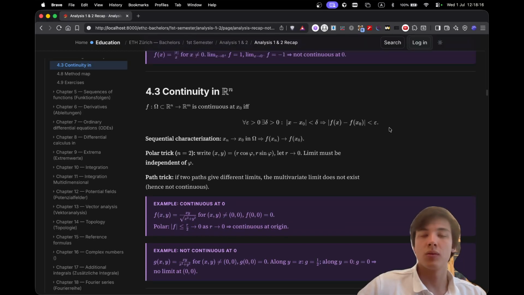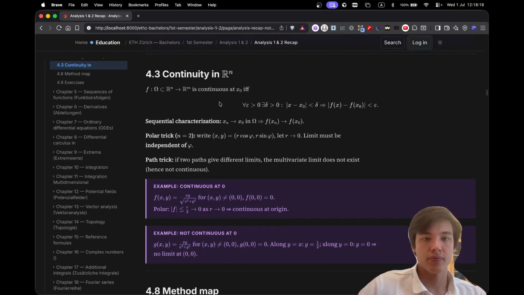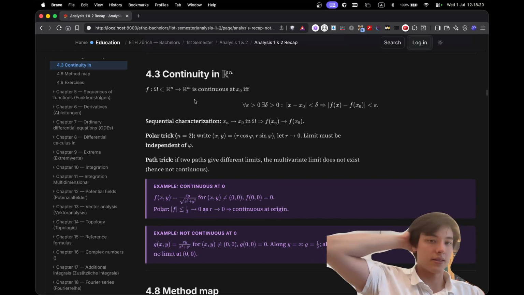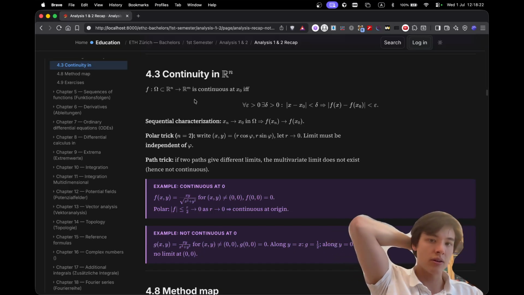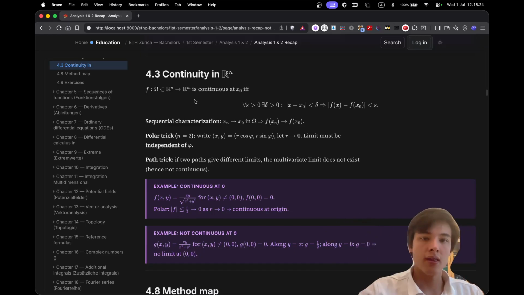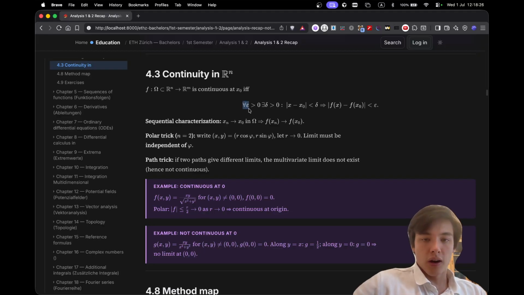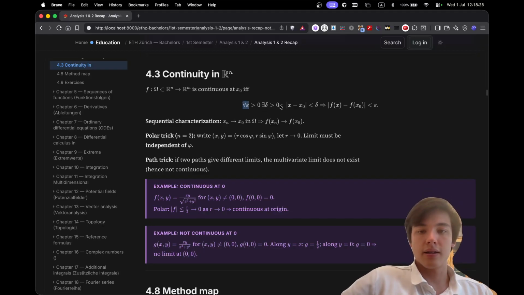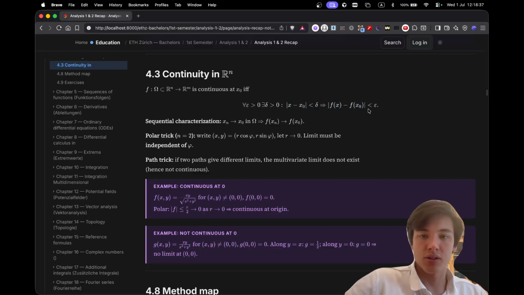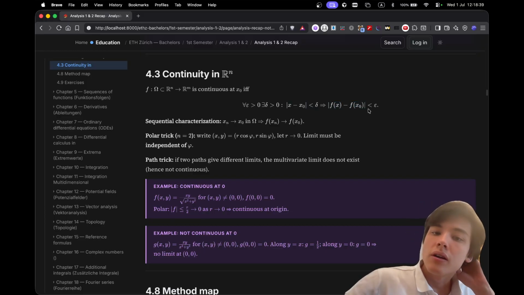Continuity in multiple dimensions. f is continuous at x0 if for all epsilon there exists a delta such that if the norm of x minus x0 is smaller than delta, well, it's the same. Here we just use the distance.